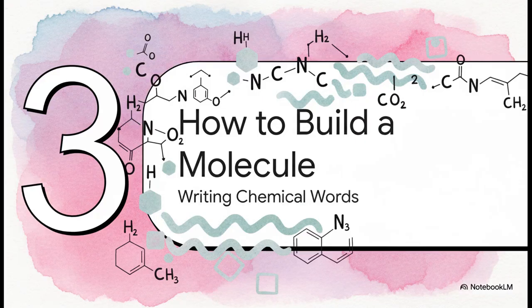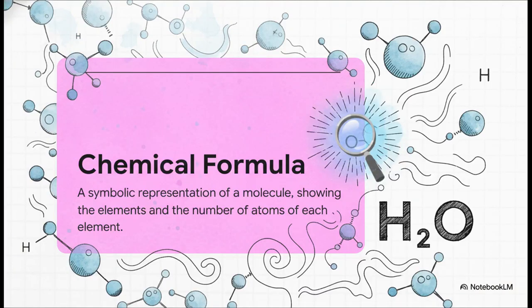All right, this is where it gets really cool. We have our letters, the symbols. We have our grammar, valency. Now, we can actually start writing our first chemical words. And these words are what we call formulas. So a chemical formula is basically the written word for a molecule. I mean, think about the most famous one in the world, H2O. It's so simple, but it tells you everything you need to know. One molecule of water has 2 hydrogen atoms and 1 oxygen atom.